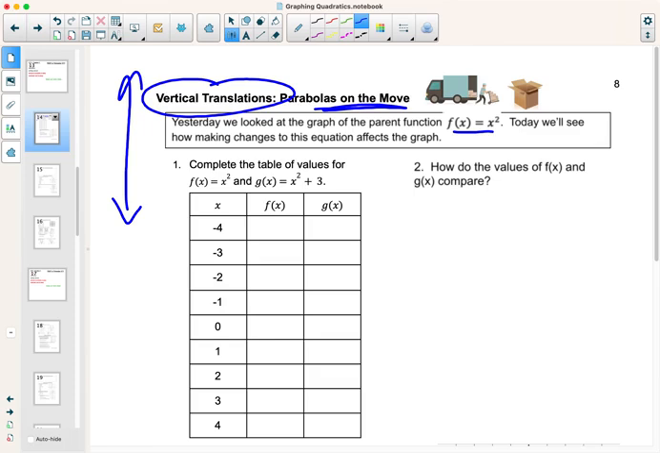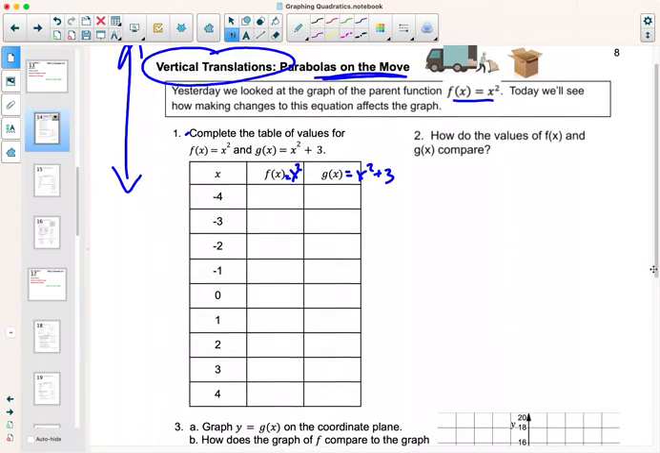So first we're going to start by completing this table. f of x is x squared, that's this one. And the other one is x squared plus 3. So you're going to pause the video and fill out all of these boxes here. You can use your calculator, type things in.